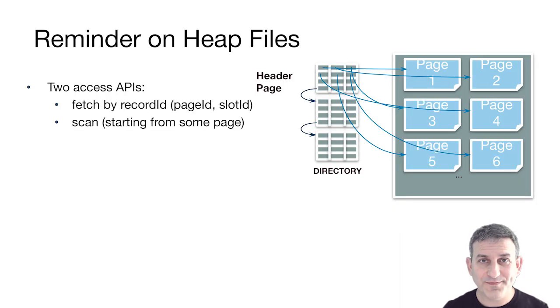Tree indexes. Let's start by recalling the API we had for accessing data in a heap file. We had two options for getting data out. The first was to use a record ID fetch, where we give the system a page ID and a slot ID, and it finds that page, figures out the offset on the page by slot, and returns us the tuple in the page. The alternative was to scan through all the records, starting from some page. So we could start, let's say, from the beginning and scan through all the tuples.